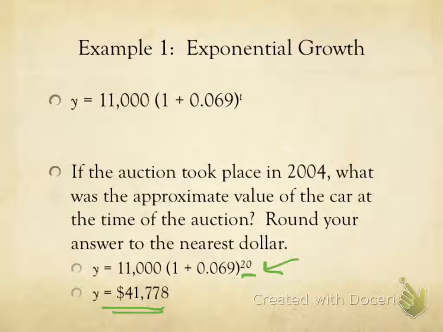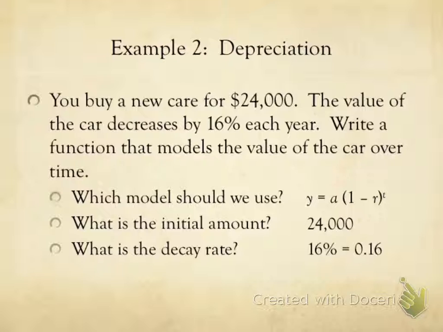Okay, so that's an example of exponential growth. Let's take a look at an example of exponential decay. So this is a very typical type of problem. And again, sorry, we've got a little typo there. Try to get rid of that E. All right, so you buy a new car for $24,000. The value of the car decreases by 16% each year. Write a function that models the value of the car over time.